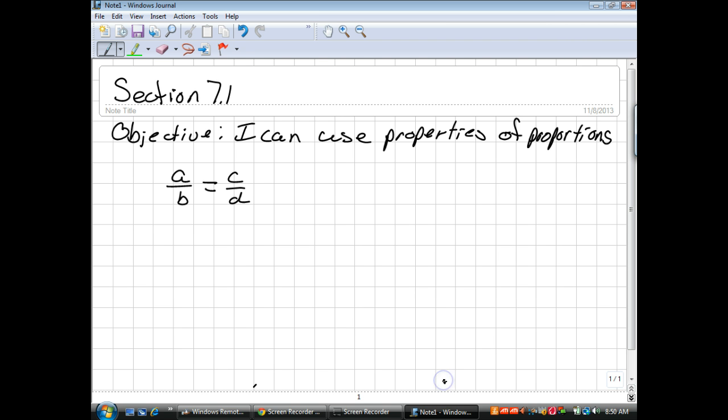We could also write it as A is to B as C is to D. Okay, so that's another way that we could write the proportion. In a proportion, the first and last term are called the extremes, and the middle terms are called the means.